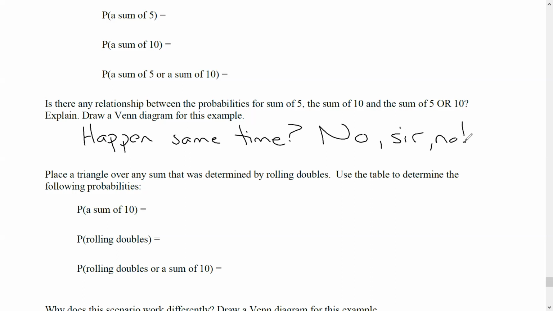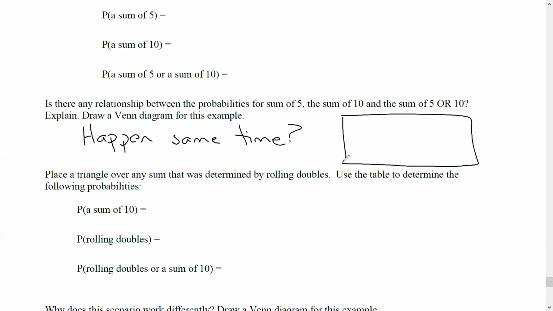If I was to think of a Venn diagram here, what this was going to look like is, here's my universe. There's me getting a sum of 5. There's me getting a sum of 10. Can they happen at the same time? Nope. So remember a couple of units ago, we would have called this disjoint.